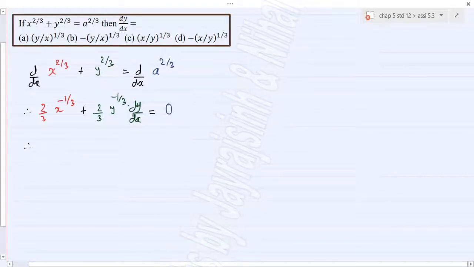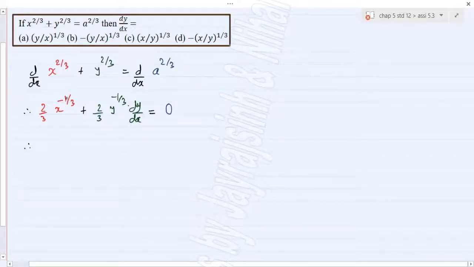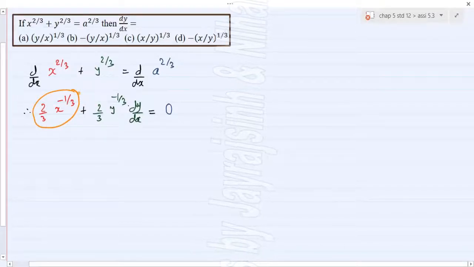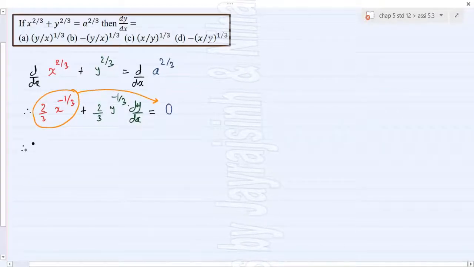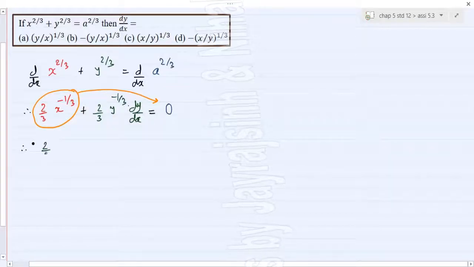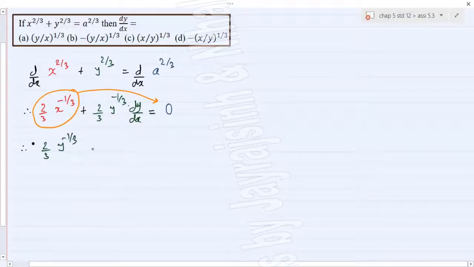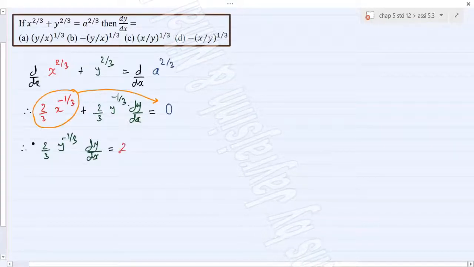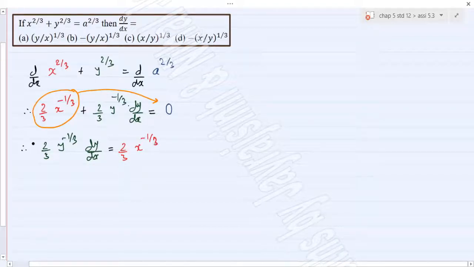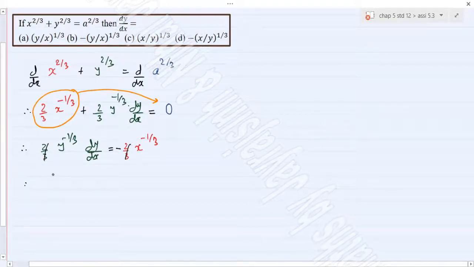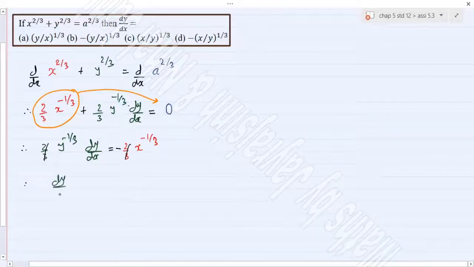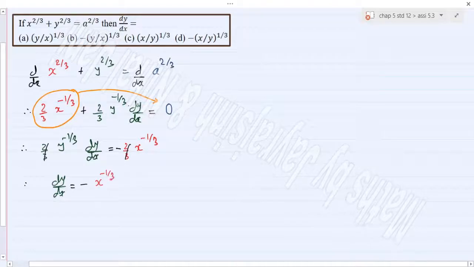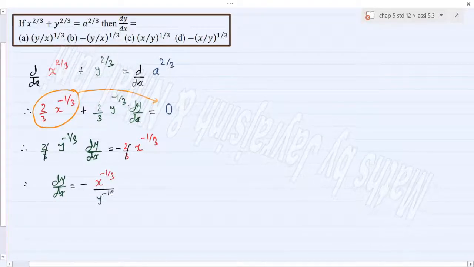Now you have to make dy by dx the subject. So let's take the term of x on the right side. The only remaining term on the left side is 2/3 y raised to minus 1/3 dy by dx, and on the right side minus 2/3 x raised to minus 1/3. So this 2/3 will cancel out, and you will get dy by dx equals minus x raised to minus 1/3 upon y raised to minus 1/3.